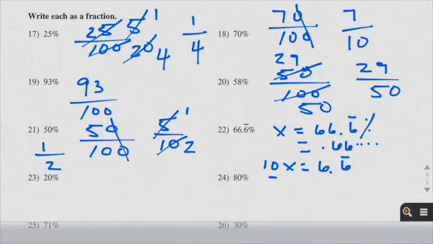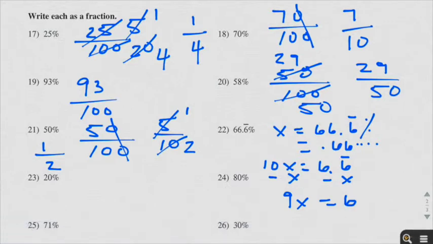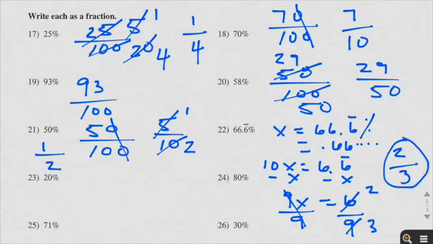What we want to do now is subtract x from both sides. And what do we get on the left side? 10x minus x is just 9x equals 6.6 repeated minus x. Well, what's x? X again is 0.6 repeated. So we're taking 6.6 repeated minus 0.6 repeated. We're just left with 6. Okay, we can divide both sides by 9. These cancel. We end up getting x equals 6/9, and when we reduce that by a factor of 3, we get 2 on the top and 3 on the bottom. So for number 22, we end up getting 2/3.